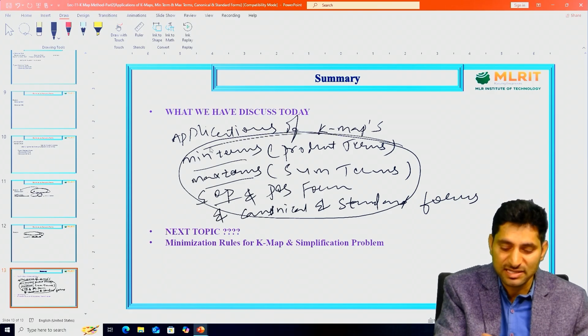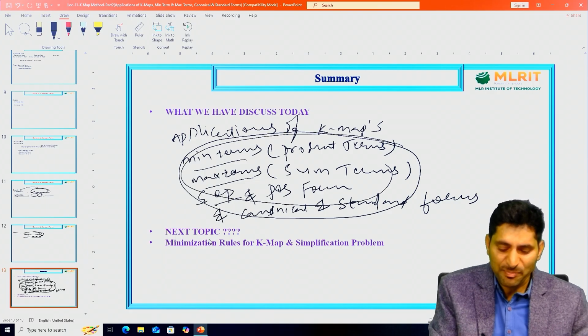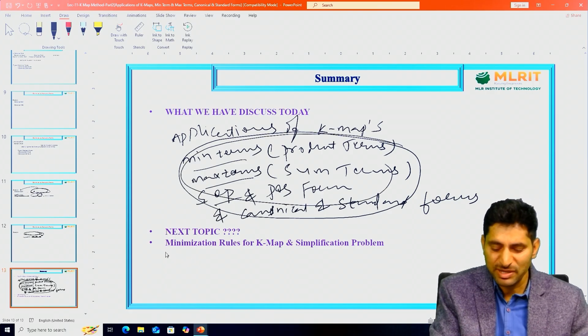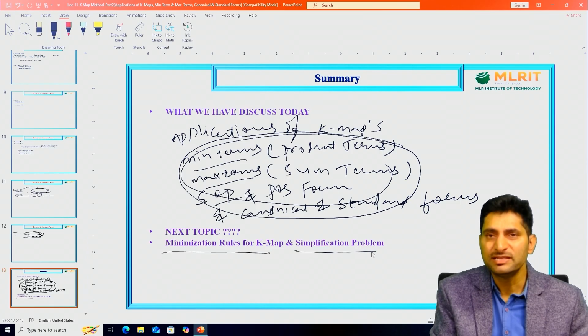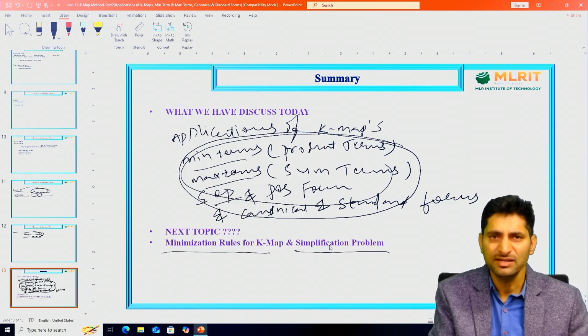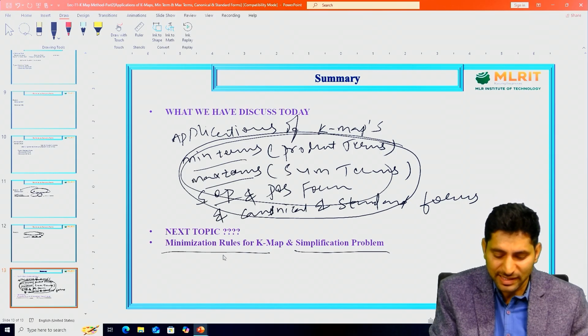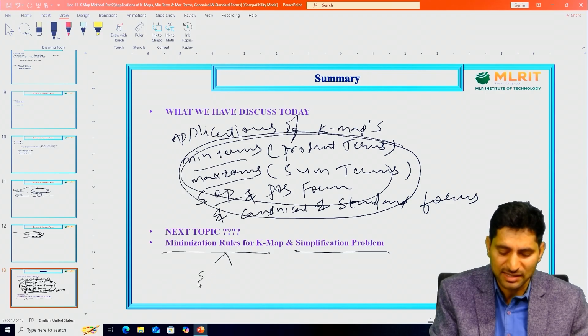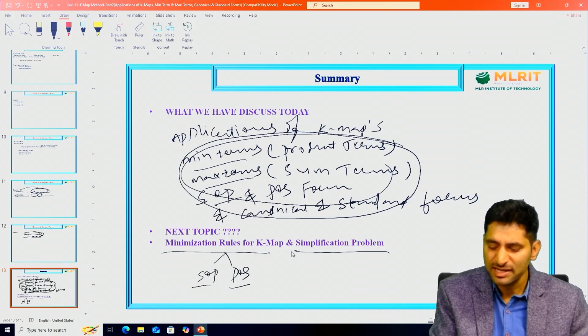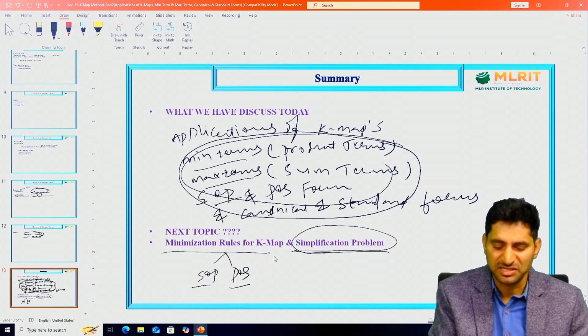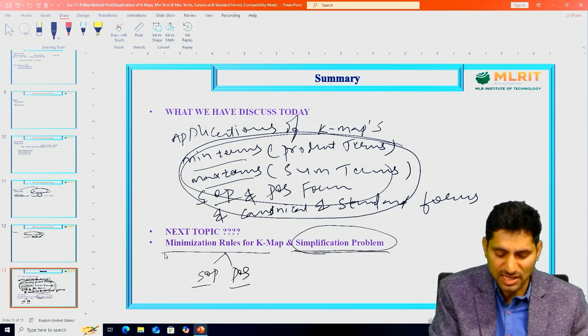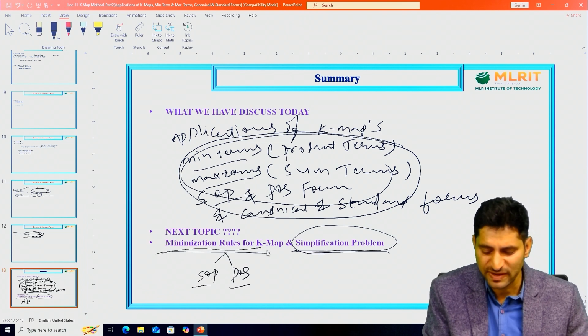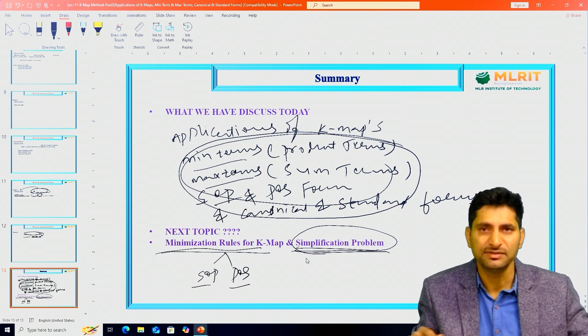So these are necessary. The next topic we will discuss is minimization rules for K-map, and we will see some simplification problems using K-maps. There are two forms, SOP and POS, and using them we will simplify some functions. Thank you.